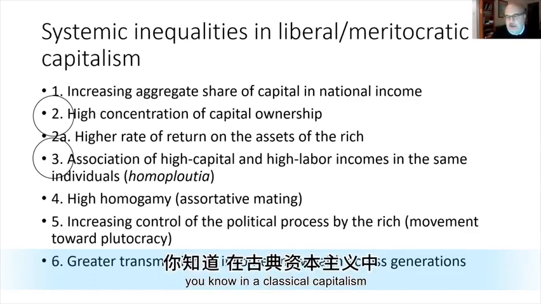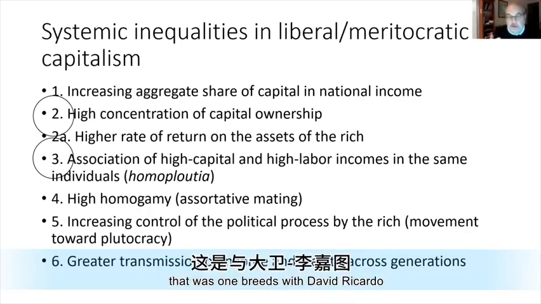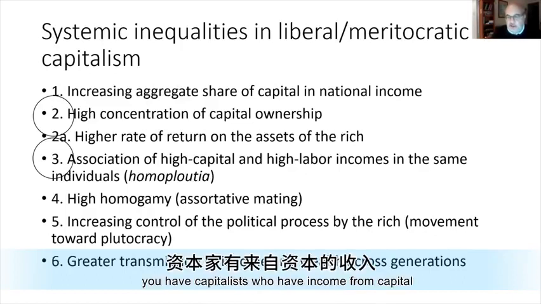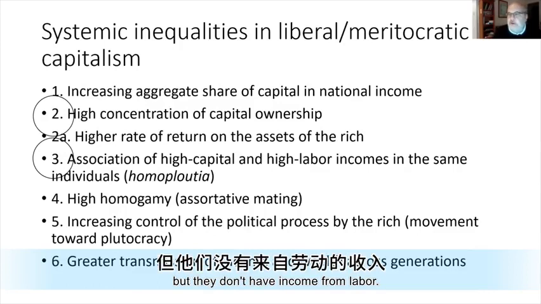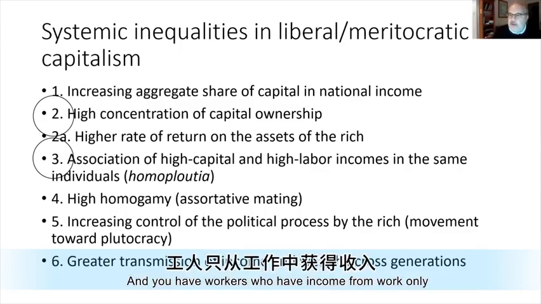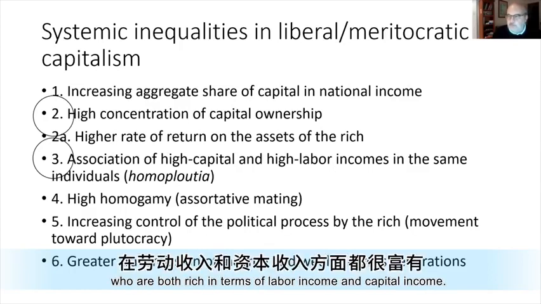You know, in classical capitalism, that, of course, one reads with David Ricardo and Karl Marx, you have capitalists who have income from capital, but they don't have income from labor. And you have workers who have income from work only. But nowadays, we have people who are both rich in terms of labor income and capital income.